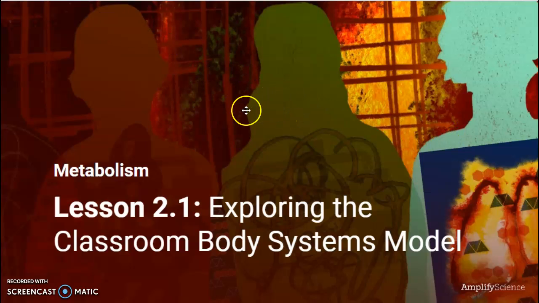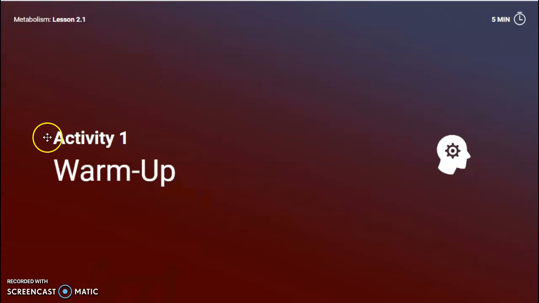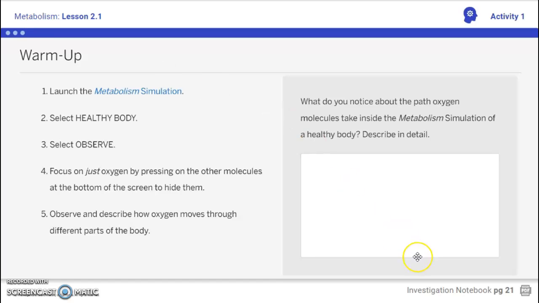We're going to be looking at lesson 2.1, exploring the classroom body system model. You'll start out at the warm-up, and the warm-up has you launch the simulation. You'll bring it up. You'll select healthy body, select observe. Just focus on the oxygen and the other molecules by pressing on the other molecules at the bottom of the screen to hide them. Observe and describe how oxygen moves through the different parts of the body.